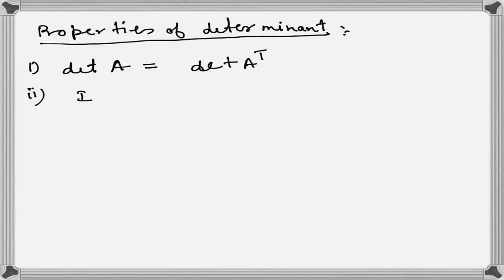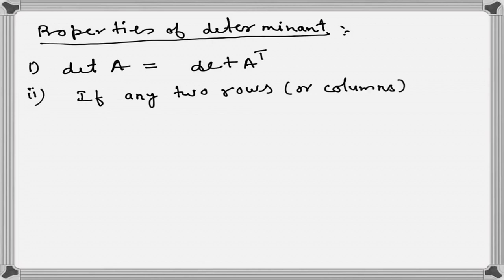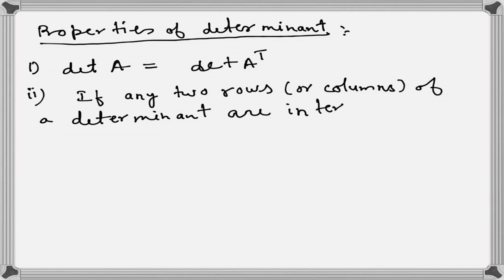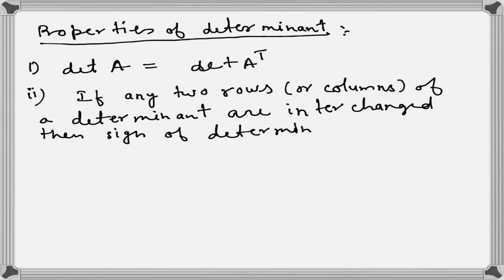Second, if any two rows or columns of a determinant are interchanged, then the sign of the determinant changes.